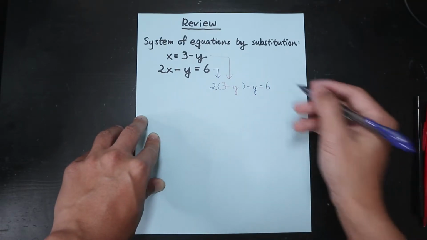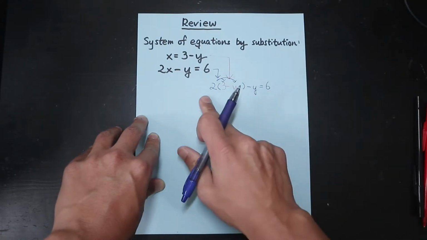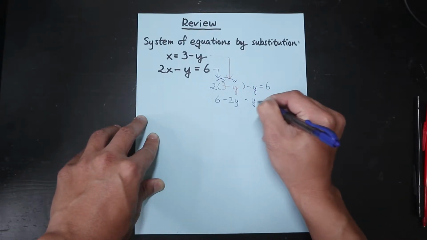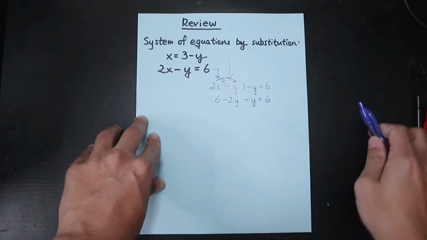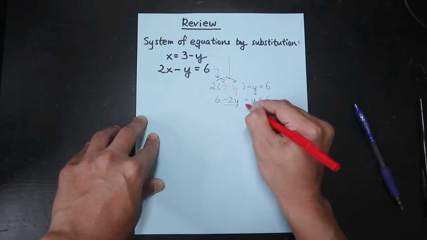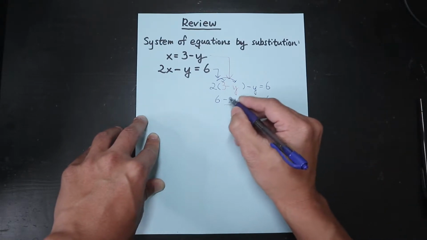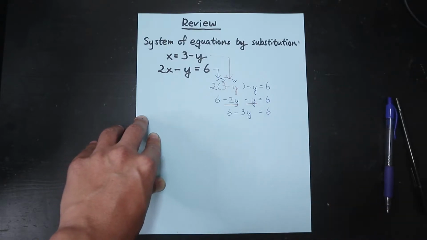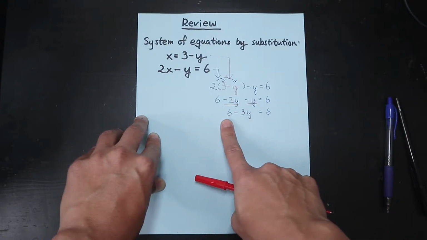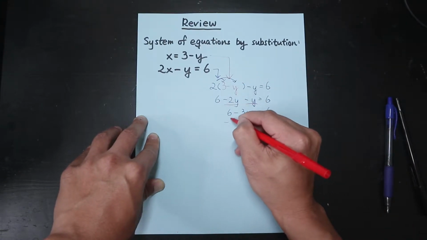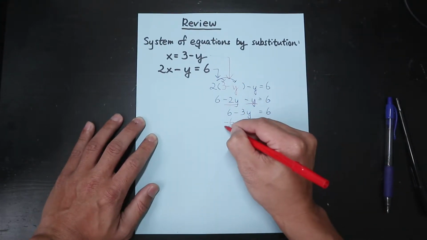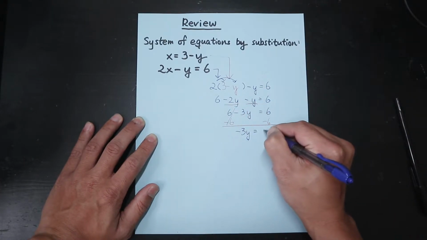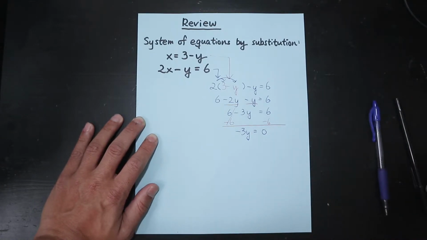So to solve this equation further, you're going to distribute the 2 to the 3 and the negative y, which is going to get you 6 minus 2y, and then minus another y is equal to 6. Then from here, you combine like terms, right? Negative 2y minus y is negative 3y. So you write 6 minus 3y is equal to 6. Then from there, to isolate the variable, you subtract the constant because this is a positive 6, so the opposite of positive 6 is minus 6, right? So these 6s get canceled, so you're left with negative 3y is equal to 0, because 6 minus 6 is 0.